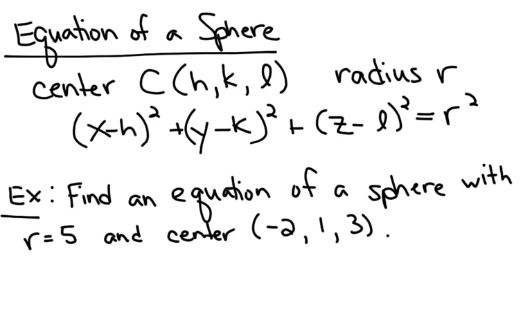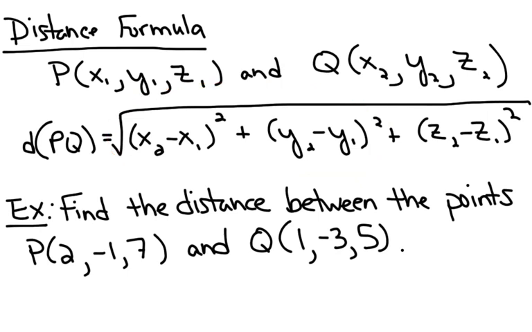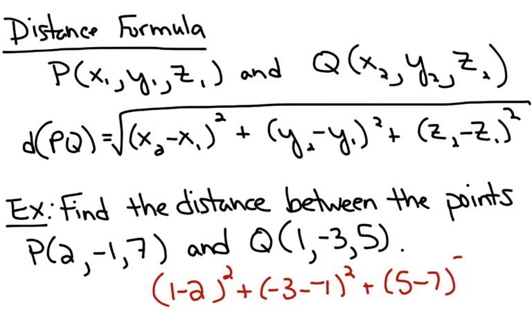Oops, I went too far. Here we go. In order to find the distance between the points 2, -1, 7, and 1, -3, 5, I would do 1 minus 2 squared plus -3 minus -1 squared plus 5 minus 7 squared, and square root that answer.